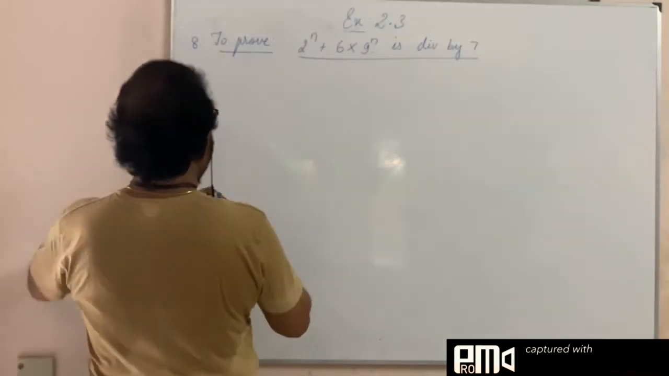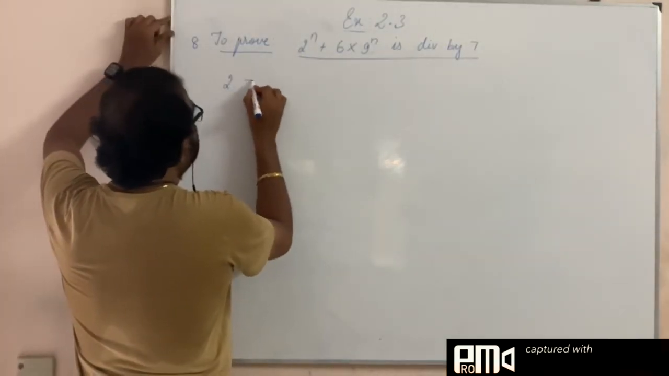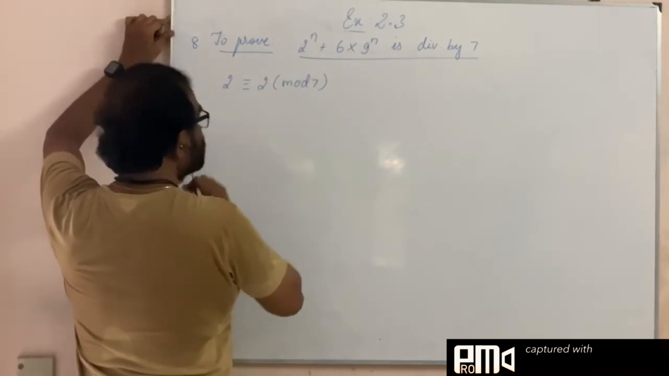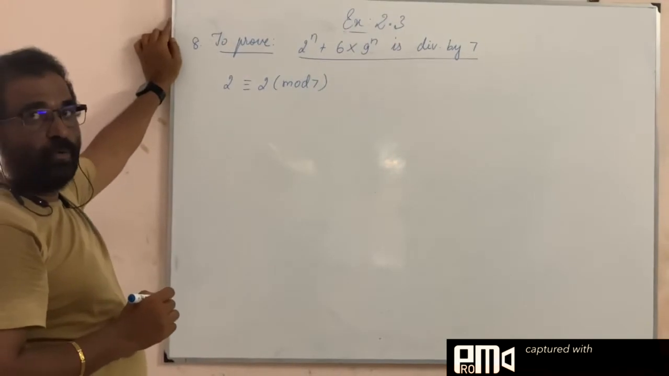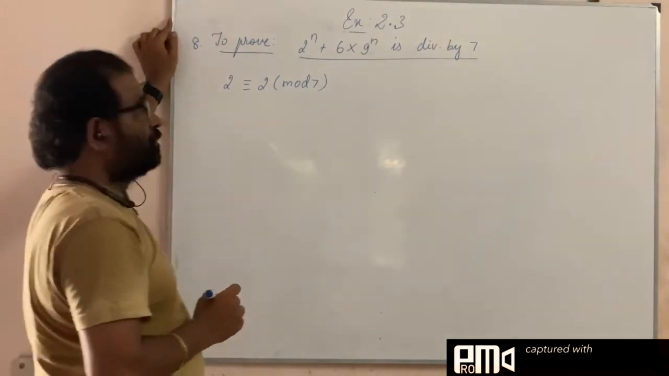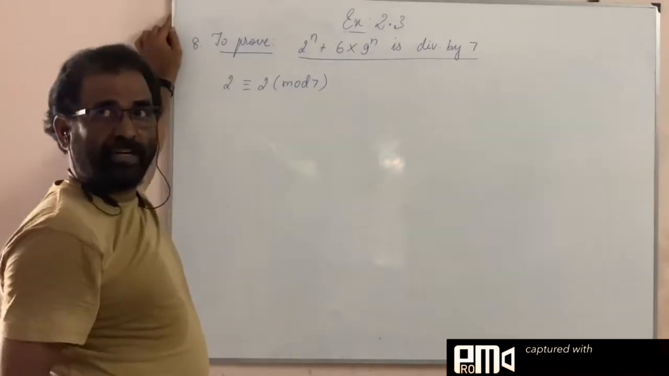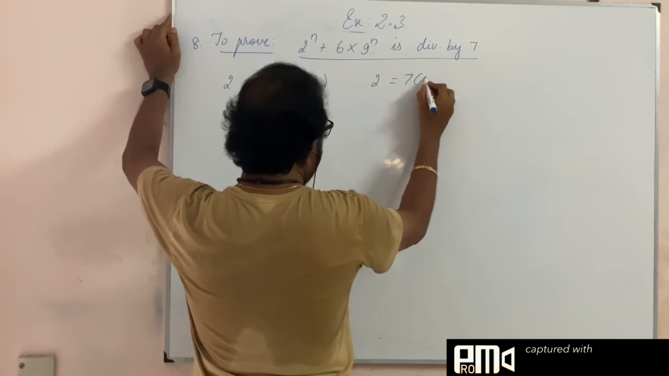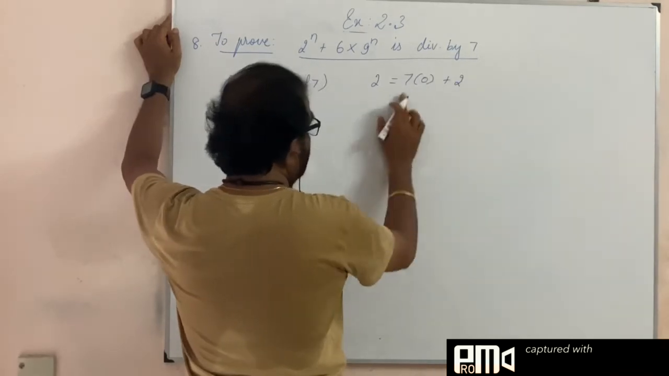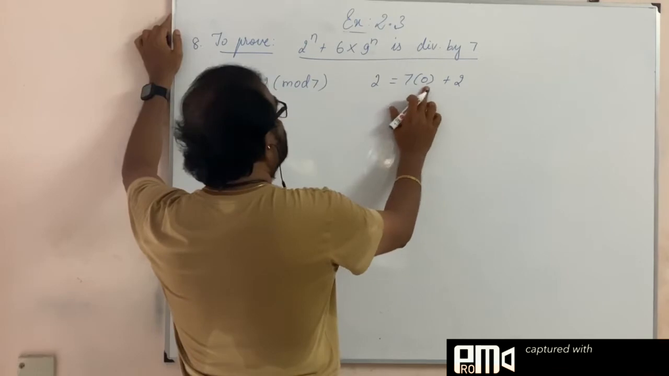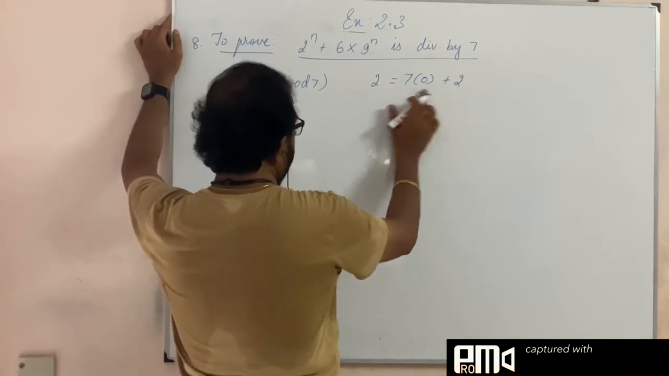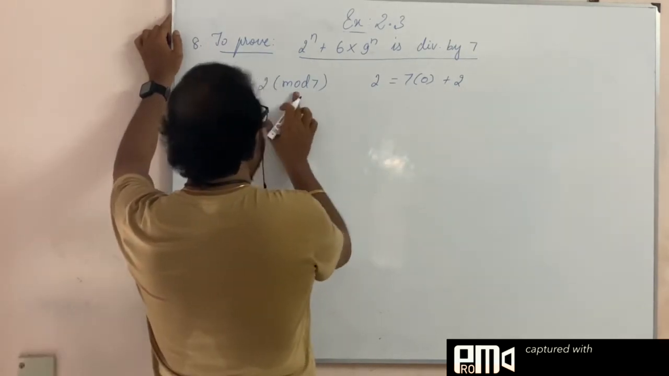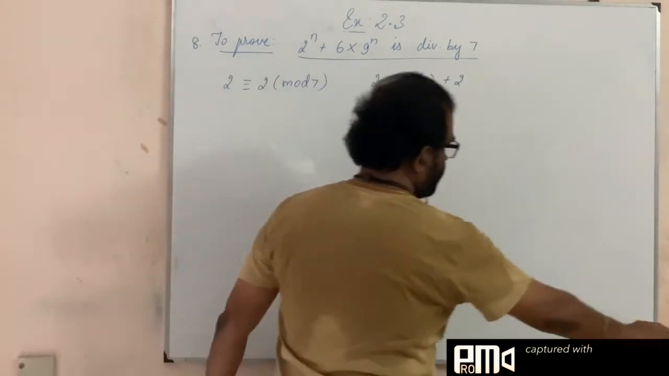First of all, I take this 2. This 2 is congruent to 2 mod 7. You know this? What is the division algorithm for 2 and 7? When 2 is divided by 7, what is the remainder? We can write 2 is equal to 7 into 0 plus 2. How many 7s are in 2? No 7s, so the quotient is 0 and the remainder is 2. So 2 is congruent to 2 mod 7.